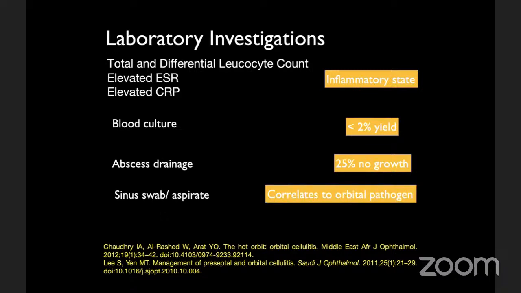And if the sinus is involved, then a sinus swab or an aspirate from the sinus would help us to correlate with the orbital pathogen. Apart from this, if it has progressed, like we said, to intracranial involvement, then a CSF tap would also be contributory to diagnosing the pathogen. But this is all, of course, in cases where the orbital cellulitis has progressed.